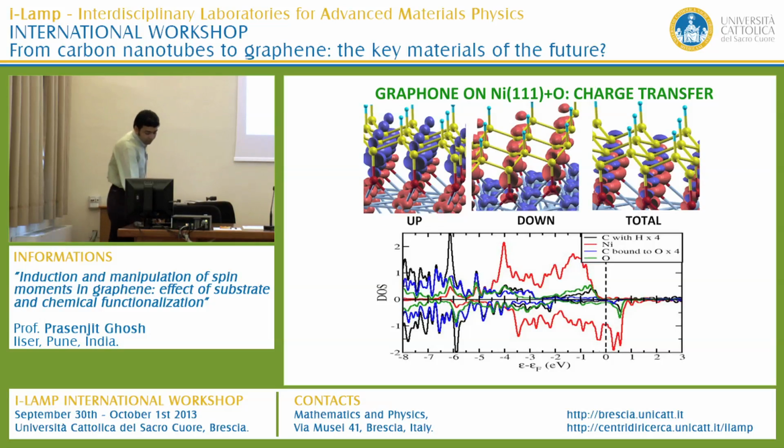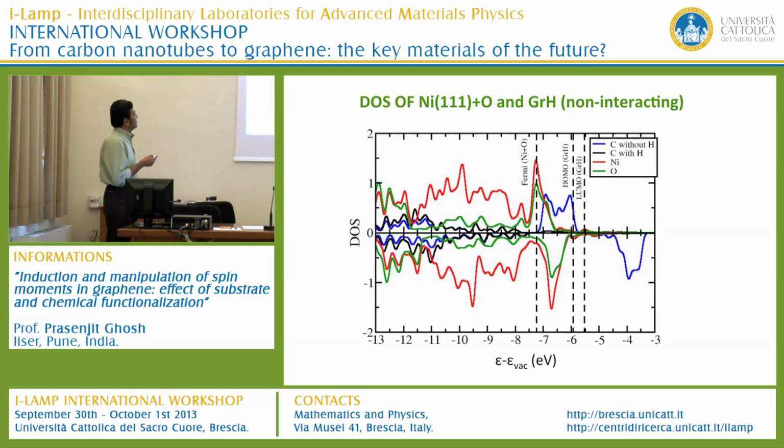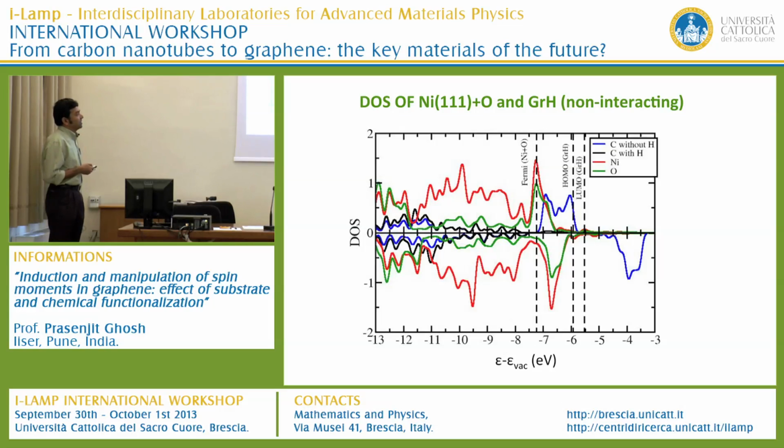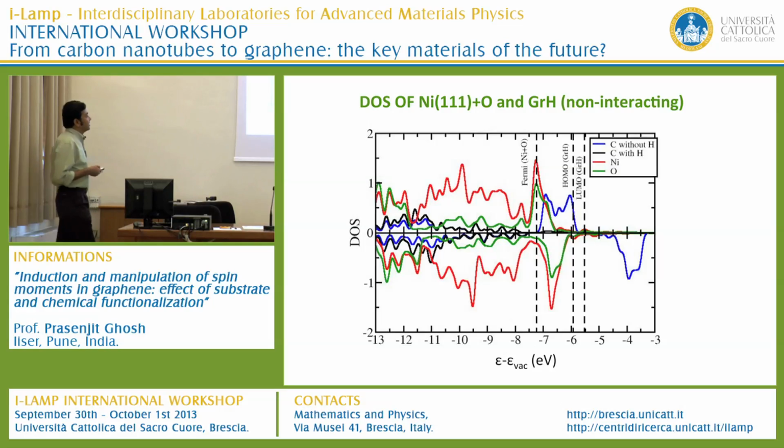And so we try to rationalize this by doing a band alignment of the systems when these two are not interacting. So for the nickel oxygen case, this is the Fermi energy, and for the semi-hydrogenated graphene, your HOMO is located here. So one can expect a flow of electrons for the upspin channel from the semi-hydrogenated graphene sheet to the nickel substrate. But what is puzzling for us, and frankly speaking, I don't understand why, is the downspin channel.